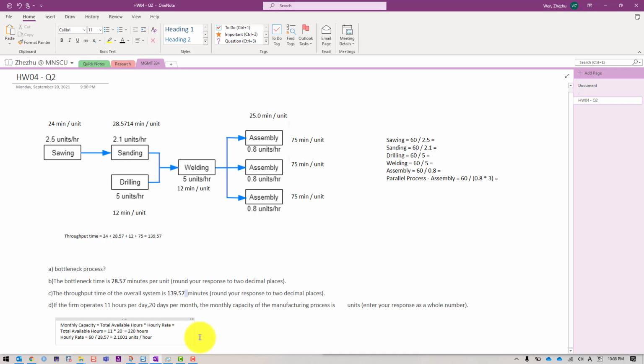And the monthly capacity in this case is going to be 220 multiplied by 2.1001, and this is our monthly capacity. The unit is units. Let's see if that agrees with mine. I think it does. Okay, I did hesitate here a little bit because I wasn't sure which time unit I was going to use, but since we're asking for the hourly rate, I thought it's better to stick with hours.